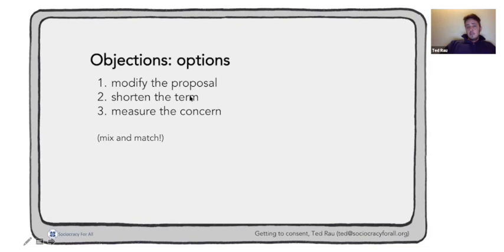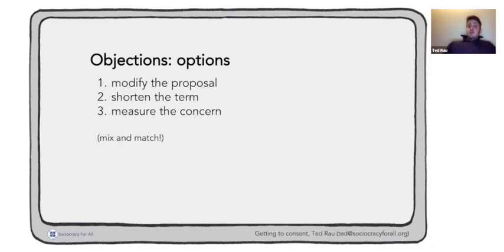One is shorten the term. In Sociocracy, what's typically done is that every decision has a term for how long it's in effect. And then, in theory, it goes out of effect. What's the English way of saying this? So it's not in effect anymore unless you confirm it again. You have to reconsent to it. And typically review it a little while you're at it.